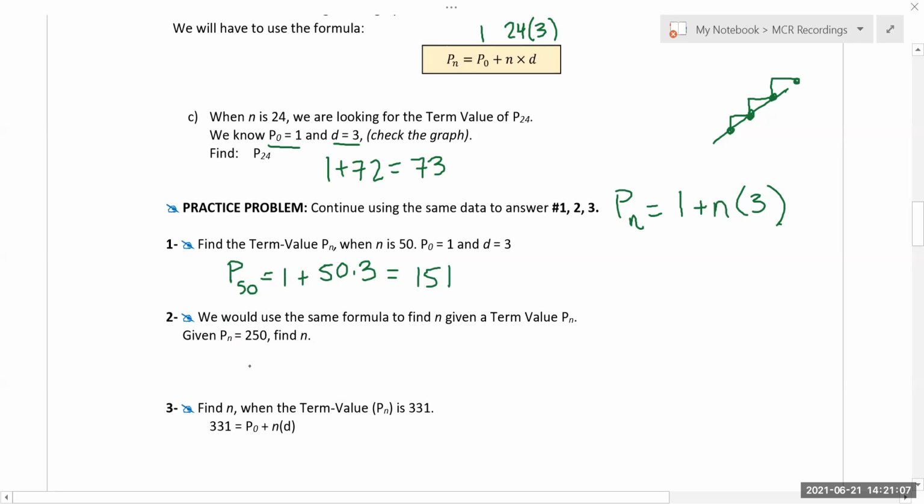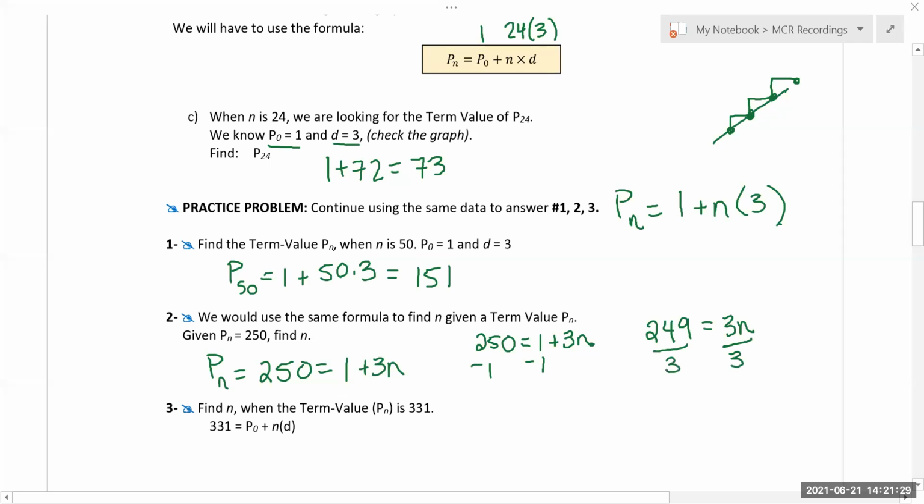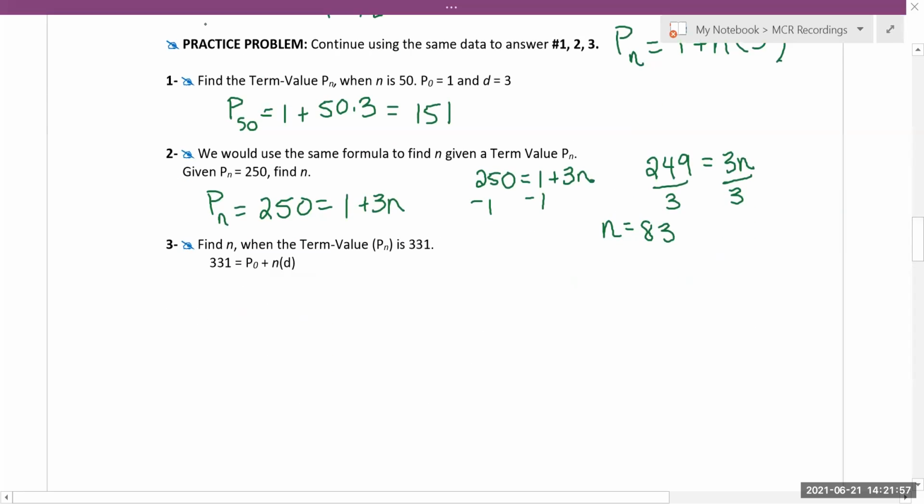But if we want what value is actually 250, we're going to work the other way. P of what n is 250 equals 1 plus 3n, and now we're going to work backwards. So 250 equals 1 plus 3n, minus your 1. So that gives you 249 equals 3n, and then you would divide it by 3. And that would bring you to n is 83. So P of 83 is 250. So we can work back and forth on that.